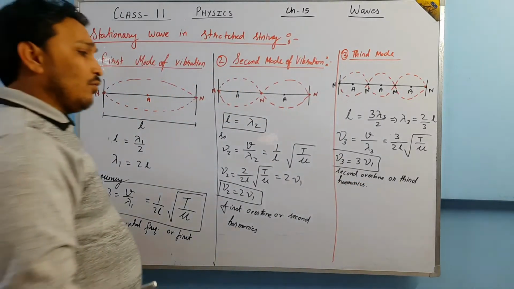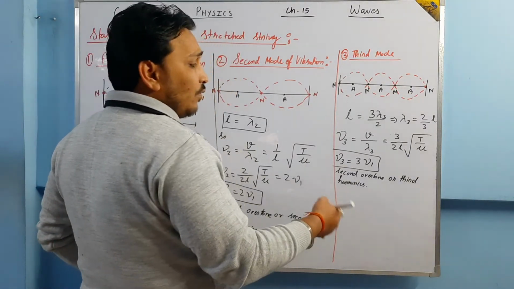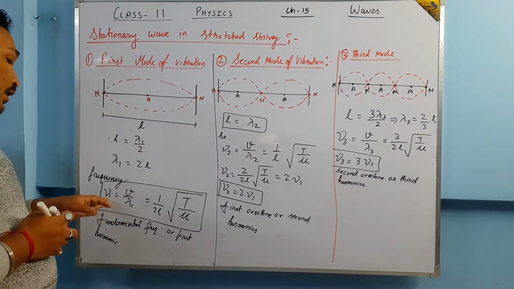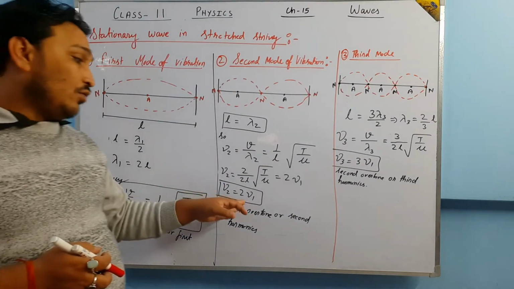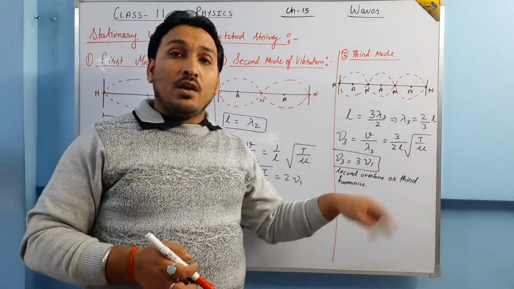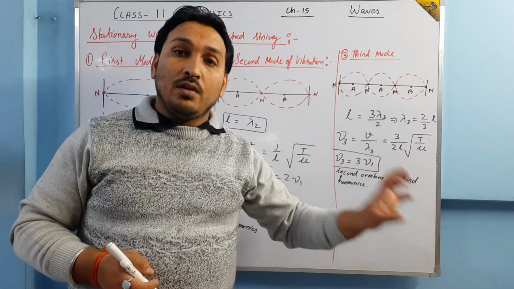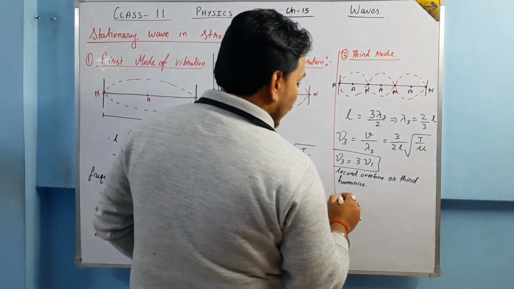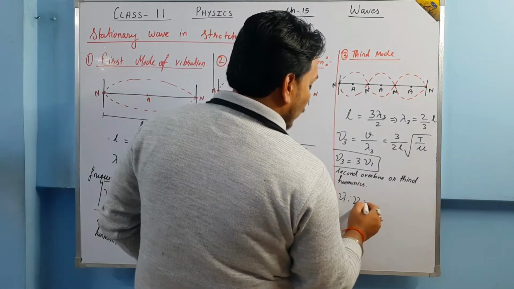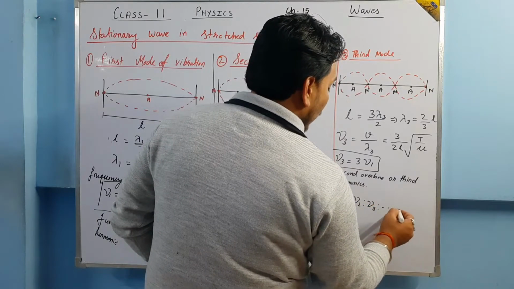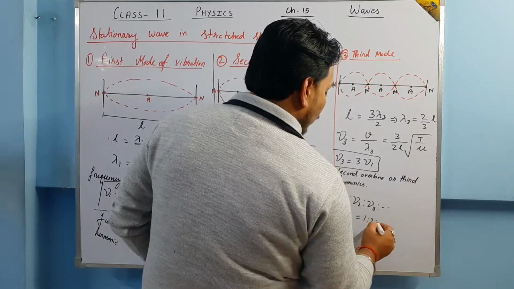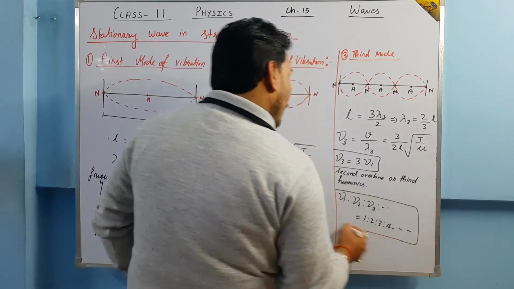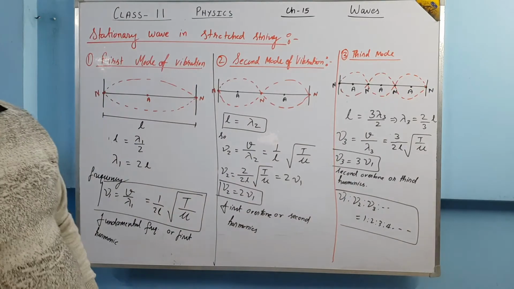Now if I want to calculate the ratio of frequencies, in the same way the fourth is going to be like that. Like nu 1 is this one, nu 2 is equal to 2 nu 1, nu 3 is equal to 3 nu 1. So nu 4 will be 4 nu 1, nu 5 will be 5 nu 1, in the same manner. So if we take the ratio of nu 1 is to nu 2 is to nu 3 is to so on, what are we going to have? 1 is to 2 is to 3 is to 4 is to so on. So this is the ratio of the harmonics.